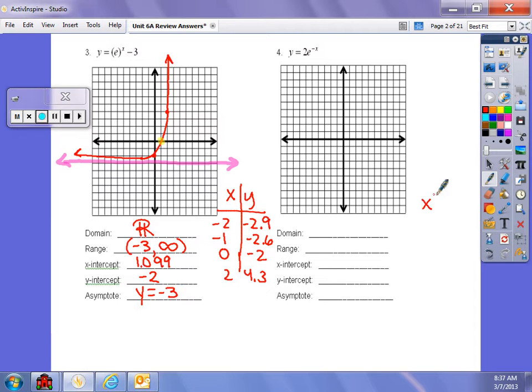Okay, last one. And notice in all of these problems I have not forgotten my asymptote. Here my asymptote will be 0 because there's nothing as a k value. So I need to make sure that all of my graph is above the asymptote. The only time that your graph is below the asymptote is when you have a reflection. So the table won't be as nice. I have -1 and 5.4, 0 and 2, and then 1 and 0.7. So really not a lot to work with here.